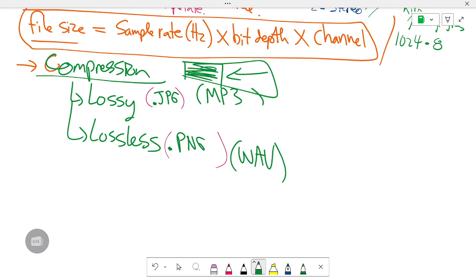Now, how does it work? Tell me, what does lossy mean and how does it work? We need to be able to explain these. What does loss mean there? If you lose something, what does that mean? You need to find it back. Yes, it means that we're missing data. So how does this work?